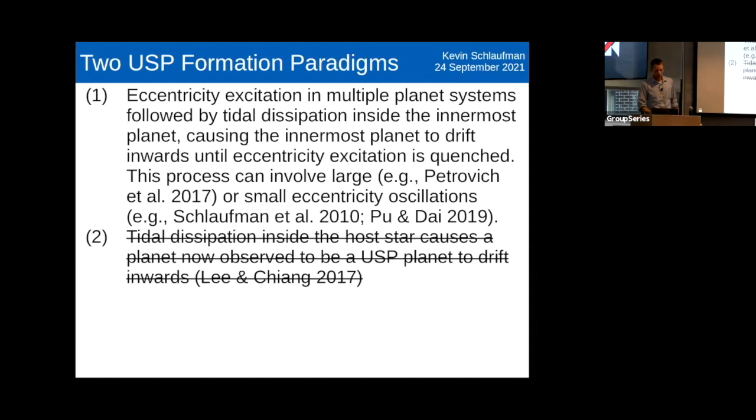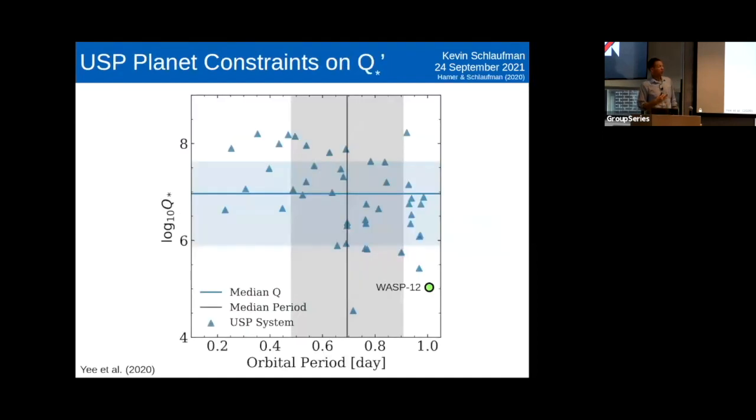We can do the same thing as before now, because we don't see decay, we're setting lower limits on the amount of dissipation. And in fact, our estimates for the lower limit are inconsistent with this measurement for Wasp-12. Wasp-12 is a massive giant planet in the same range of orbital period.